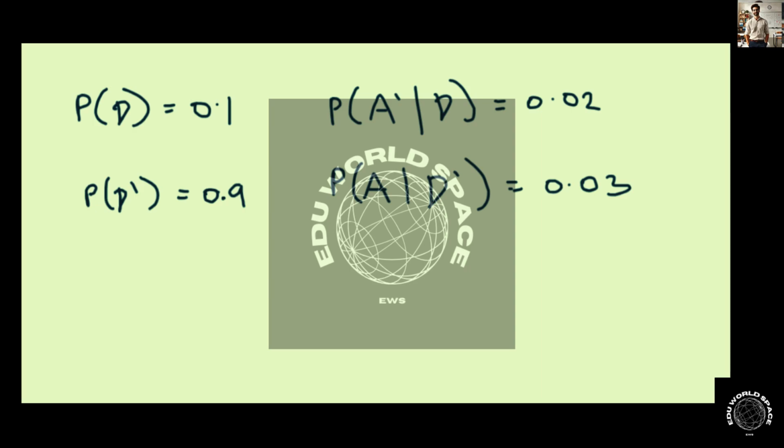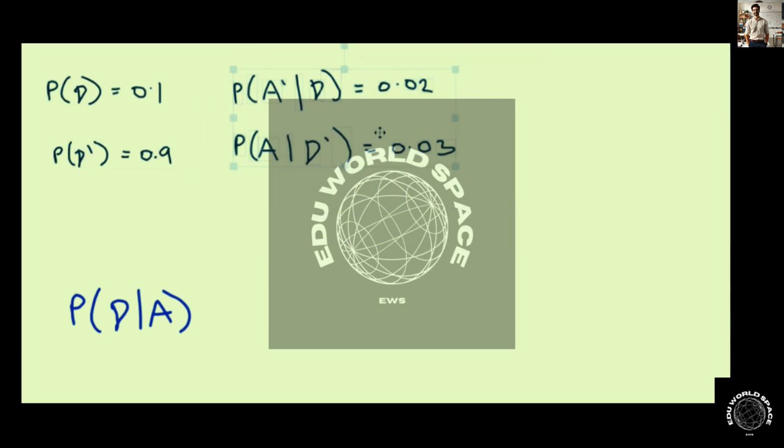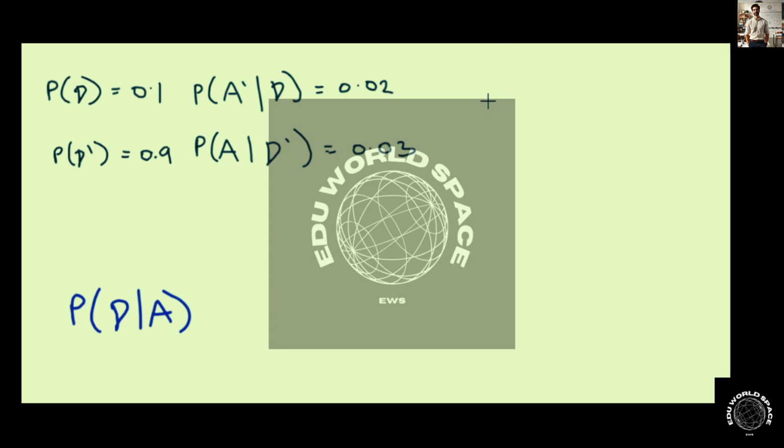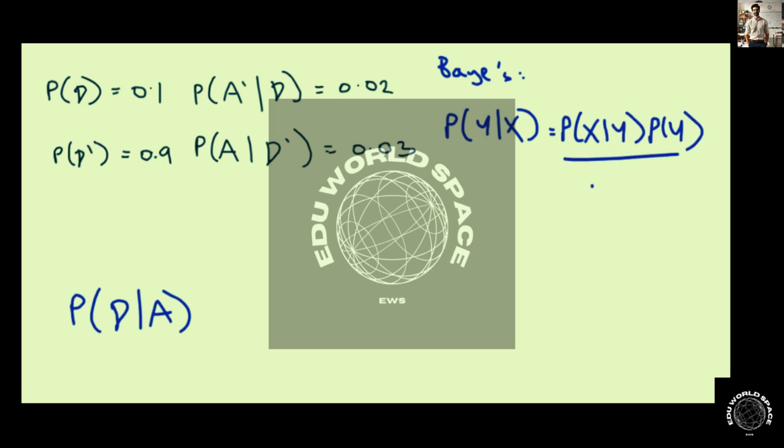Now, we want the probability somebody is actually sick given they were diagnosed as having the condition. So D given A. And we are going to be using Bayes' formula here. We write it down. The probability of Y given X, this is Bayes: probability of Y given X is equal to X given Y multiplied by Y, divided by X. So let's apply that here.